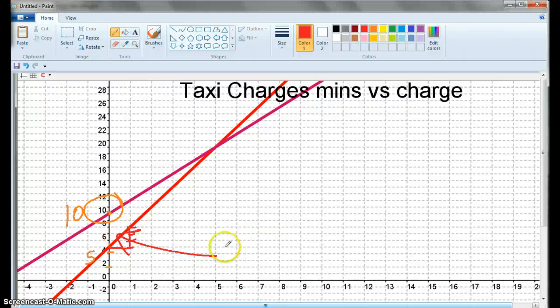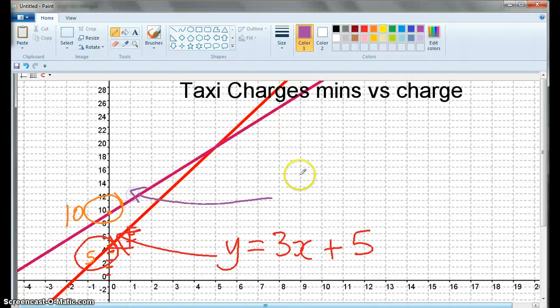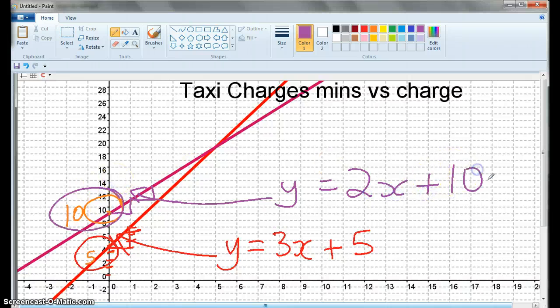So what's this one? Equation of the line? Y equals 3x plus 5, and then this one, the equation is y equals, we go across 1, we go up 2, across 1, up 2, 2x plus the y-intercept of 10.